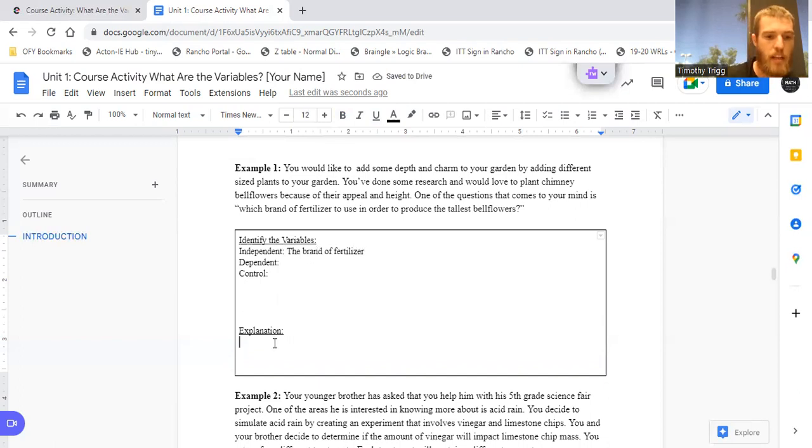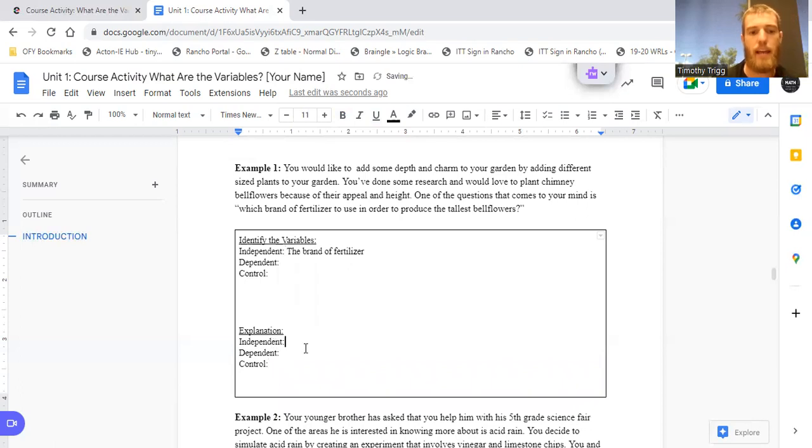I'm also going to put for the explanation, let's go ahead and put independent, dependent, and control here as well. So what makes this an independent variable? Well, this is what I am changing between groups. So you have your different experimental groups. So one of them might get fertilizer A, some other one get fertilizer B. Maybe you have a third group with fertilizer C. Okay, so it might be multiple groups like that.